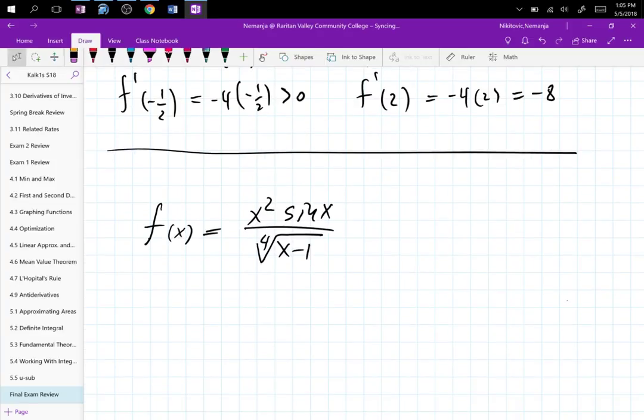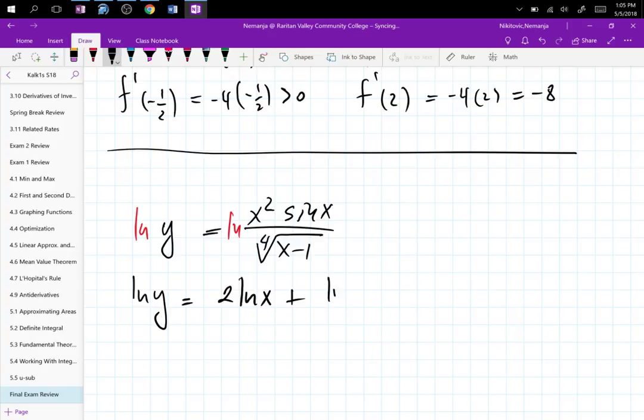So I'm going to do the whole procedure and then I will talk about the shortcut at the end. So the procedure is to replace f of x with y and then ln both sides, which will get you to expand everything. So 2 ln x plus ln sine x minus 1/4 ln x minus 1. And then once you expand everything, then you do the derivative.